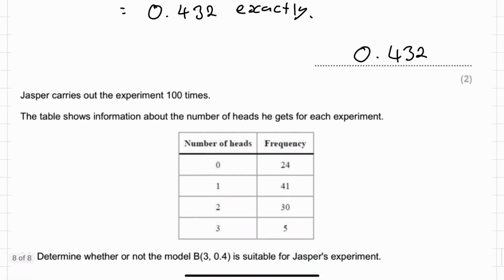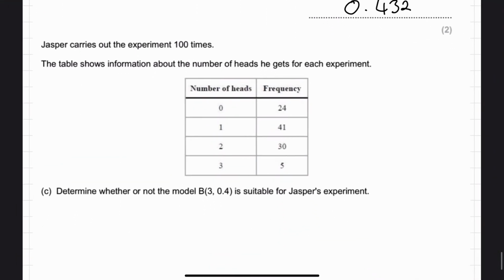Okay. Jasper carries out the experiment 100 times. The table shows information about the number of heads for each experiment. Determine whether or not the model B(3, 0.4) is a suitable model for Jasper's experiment.